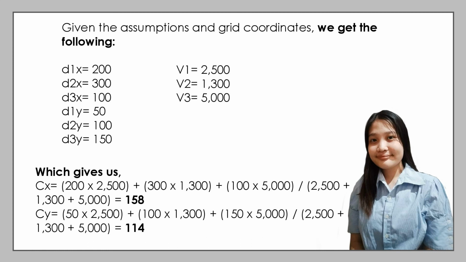50 times 2,500 kay Warehouse 1 plus 100 times 1,300 kay Warehouse 2 plus 150 times 5,000 kay Warehouse 3 and then i-divide din po natin siya sa total po na 2,500 plus 1,300 and then 5,000 po. Makukuha po natin yung value ng y ng 114.